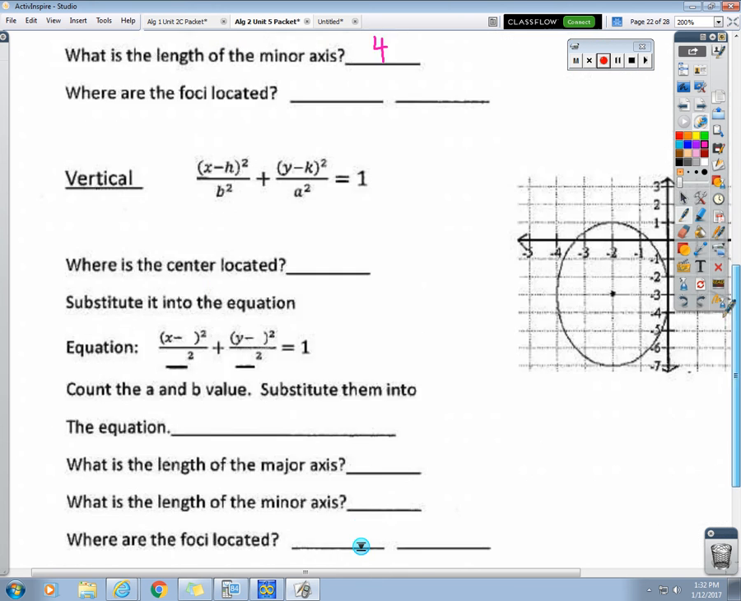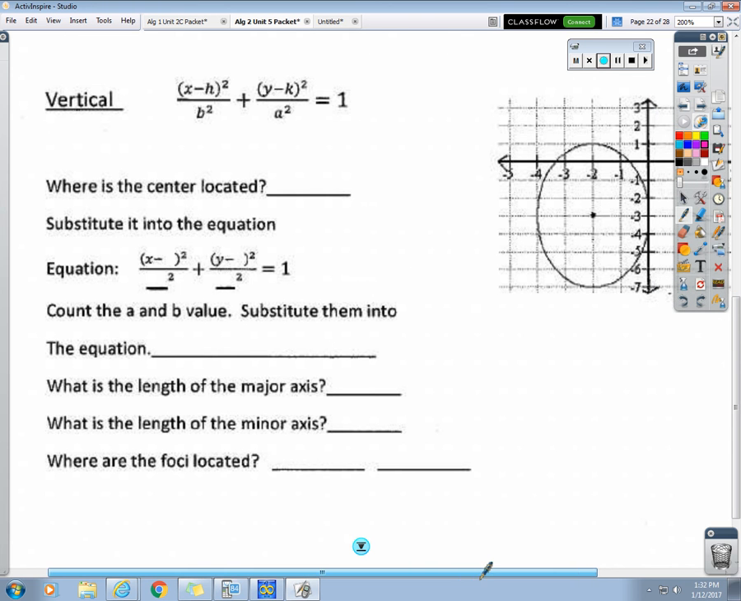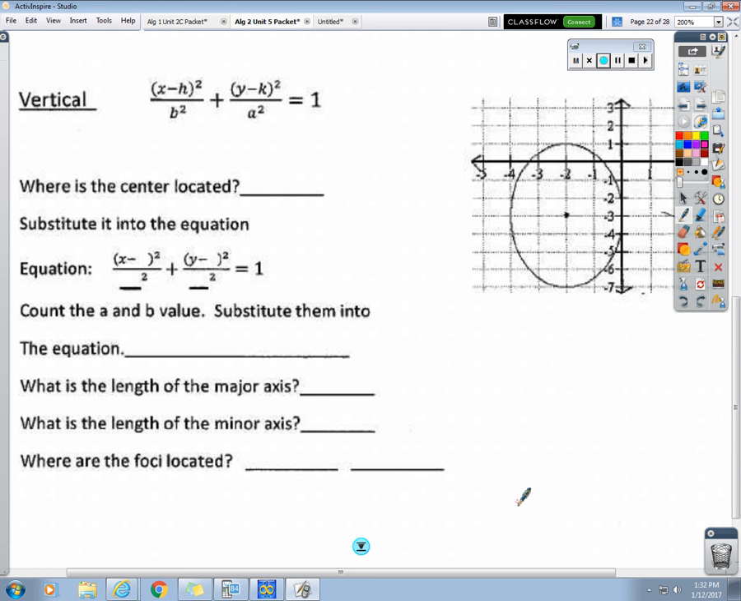Okay, so second example. This time we're dealing with what kind of ellipse? Vertical. It says it for you right there. That means the major axis is the y-axis this time, and the minor axis is the x-axis. Now remember, your major axis is your longer one. So wouldn't that correlate to A because A is bigger than B? And so this time the minor axis is x and it correlates to B.